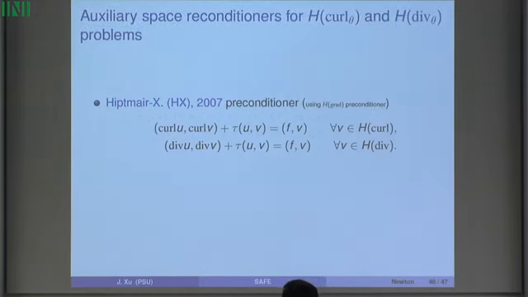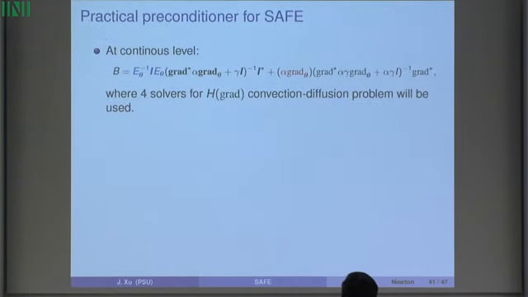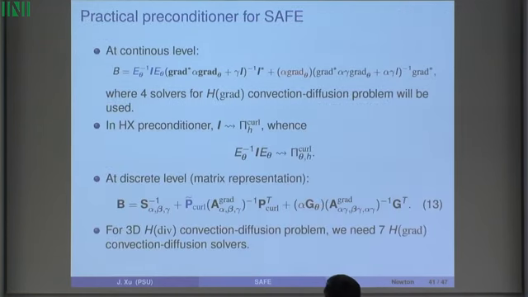Some years ago I did this with Hiptmair. We solved this curl problem by using the Laplacian. Now the question is, can I use what I call H gradient theta? Okay, by notation, I just showed you that for this convection for the zero form, I use that solve as a preconditioner. So it turns out we can do that.